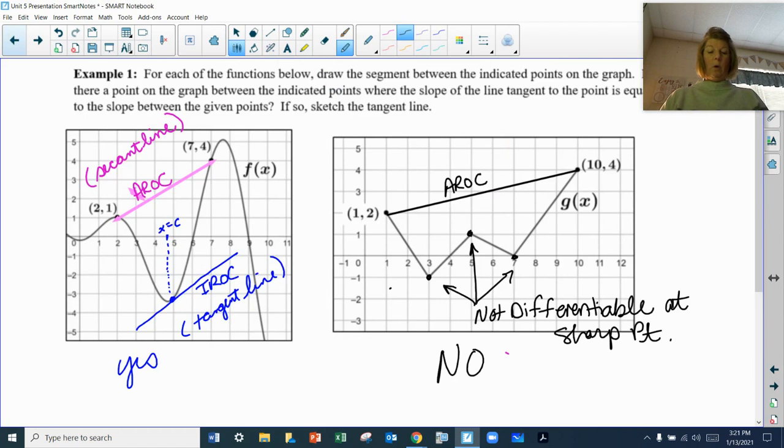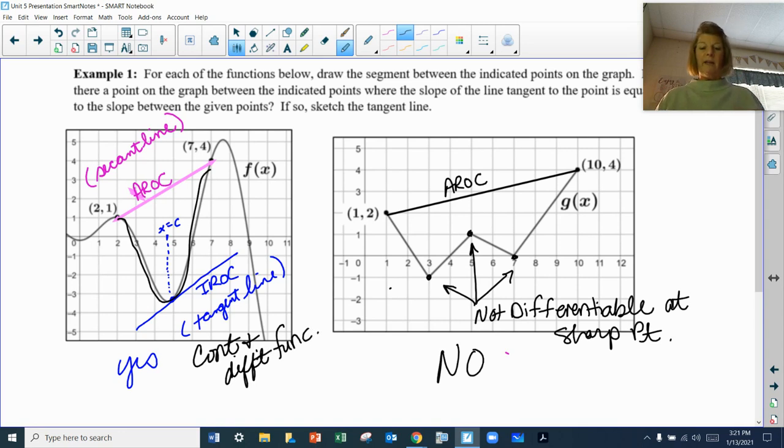The other two, ooh, love this. This is a very nice continuous function with no sharp points, so continuous and differentiable. So much abbreviating, but you'll get the hint. And that turned out, yes, we could find AROC equal to IROC. The other one was not differentiable. It was continuous, but it wasn't differentiable.